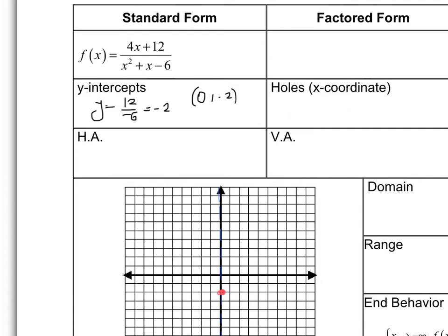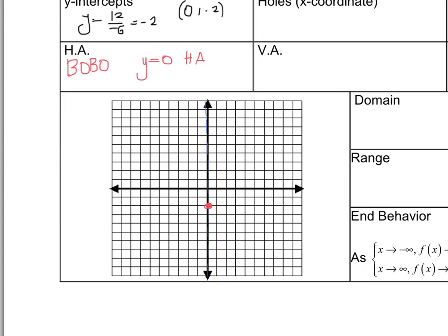Now, as for the horizontal asymptote, I have to check which one of the clowns would be working with me over here. If you look at the top of the fraction, the power is a 1. The bottom of the fraction, the power is 2. So I have BOBO, big on bottom, so y equals 0 would be my horizontal asymptote. So let's go ahead and show that. It's going to be my x-axis. I'm going to label that in dashed line. Okay, so y equals 0 is going to be my horizontal asymptote. So let's go ahead and move on.